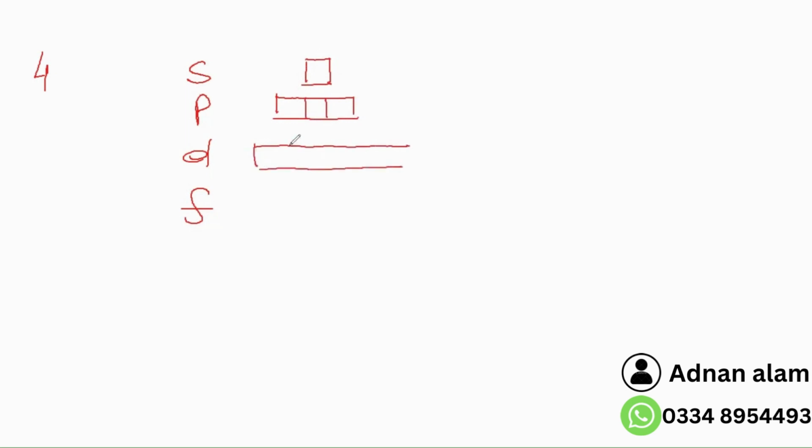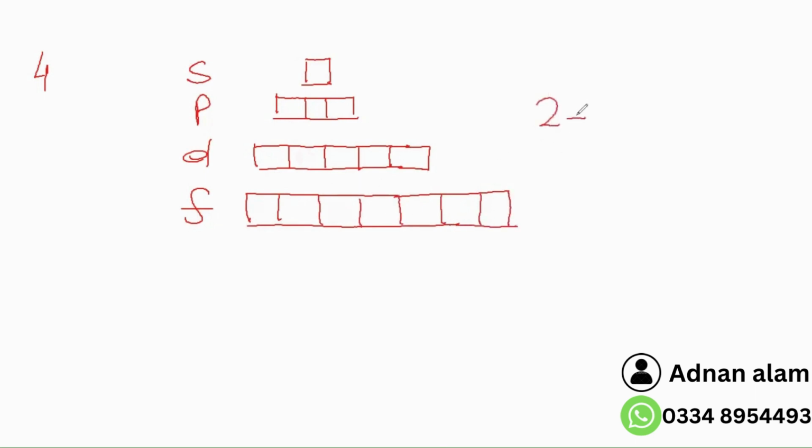If you talk about principal quantum number 4, the fourth shell has s, p, d, and f, 4 subshells. So the s subshell has one orbital, the p subshell has 3 orbitals, the d subshell has 5 orbitals, and the f subshell has 7 orbitals. This is 1, 2, 3, 4, 5, 6, and 7. So now in total, 2 plus 6 plus 10 plus 14, since each orbital can accommodate 2 electrons, so total electrons that can be placed in this fourth shell are 32.